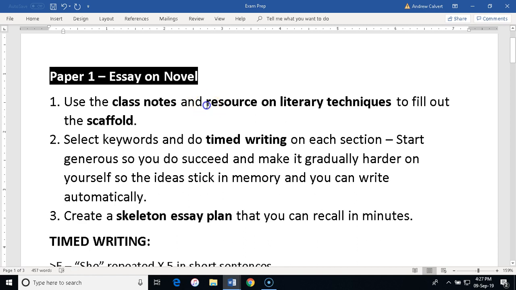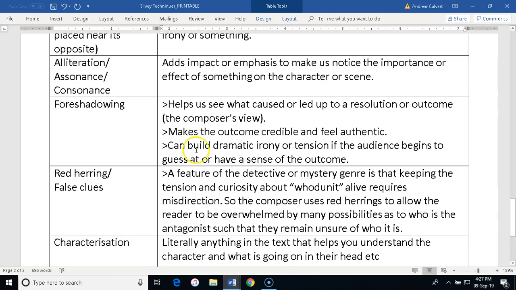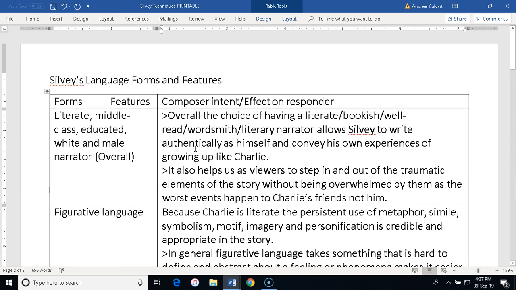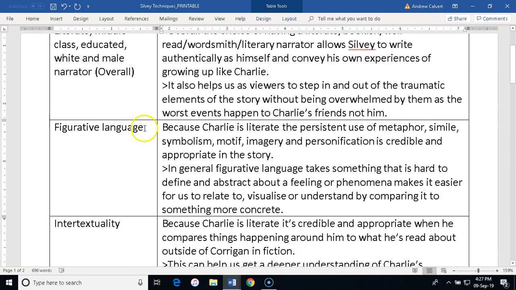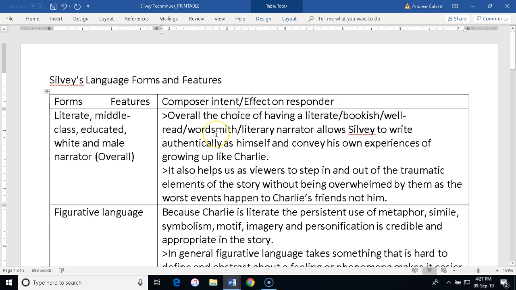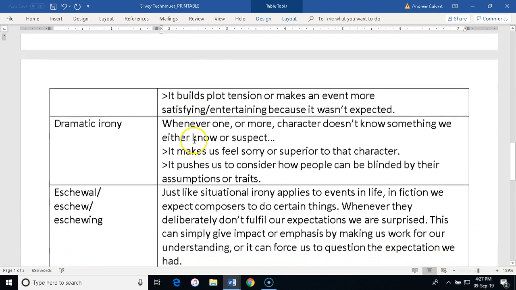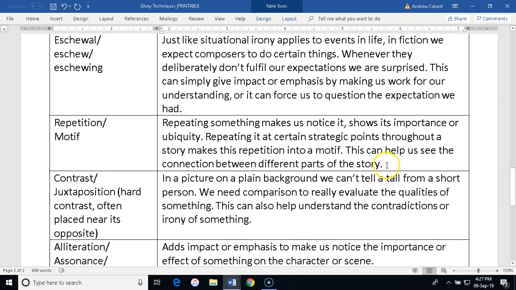Next is a resource on literary techniques. This isn't everything, but they've been given a paper copy of it and a copy up on Google Classroom. So for standard it looks like this. For advanced it looks very similar, just has some slightly different things. So we will have the technique on the left, and then it will have what this is doing, the effect it's having on the responder, why the composer may use it. So if you look at these anywhere, you should be able to just get some keywords that you could use in your essay.